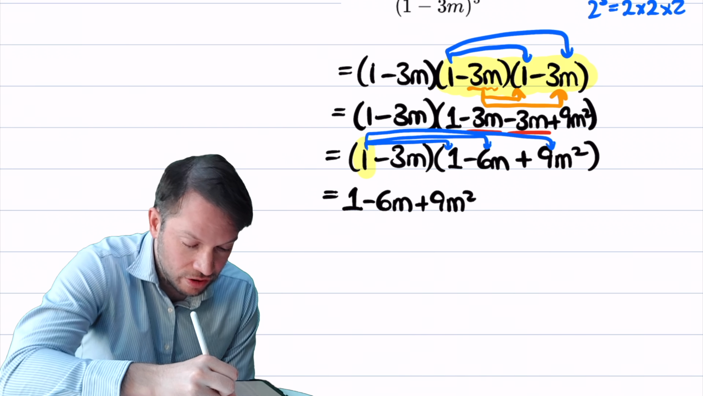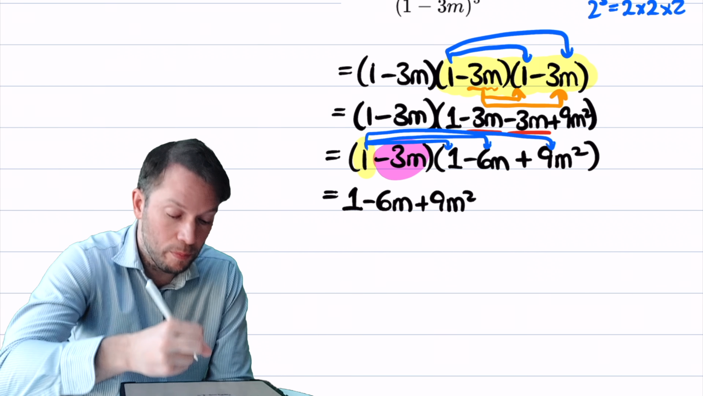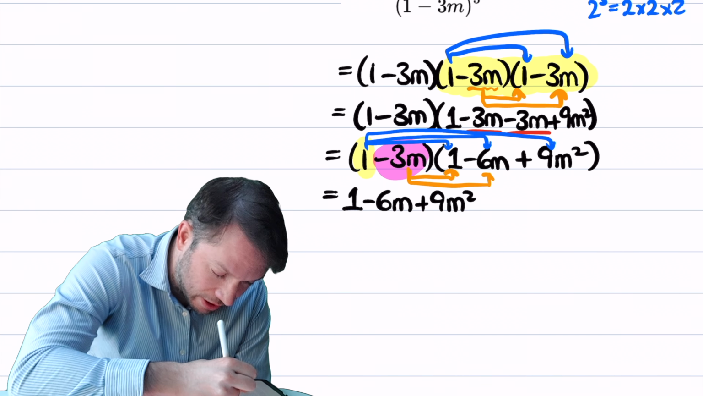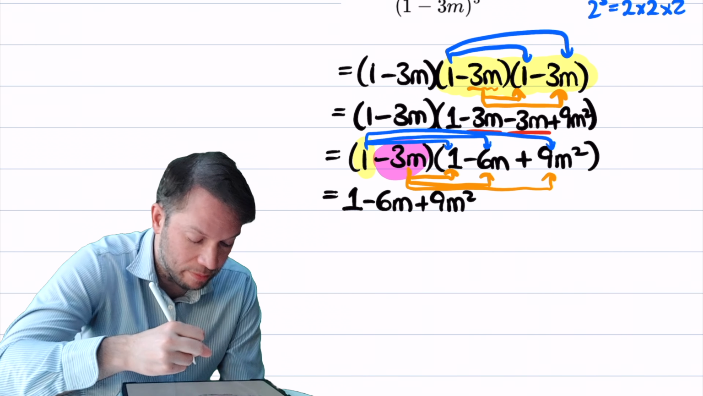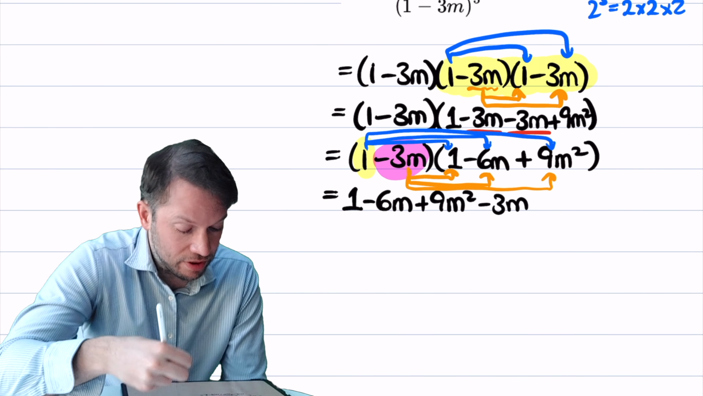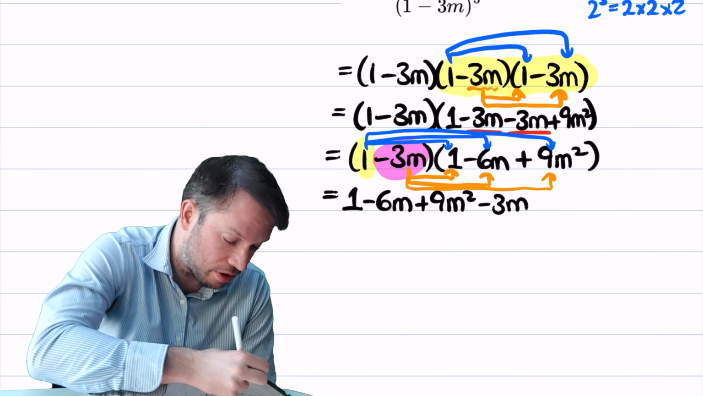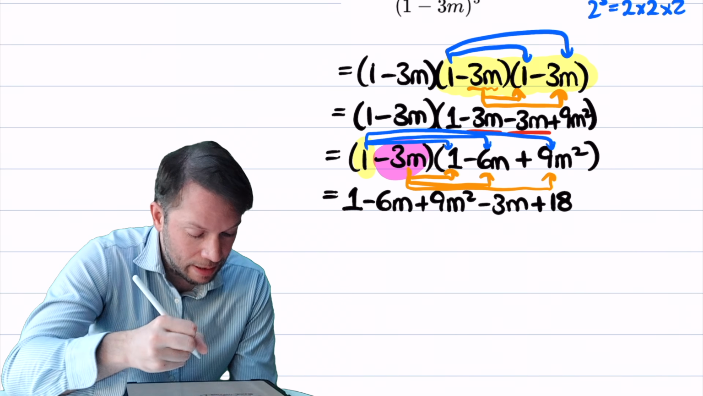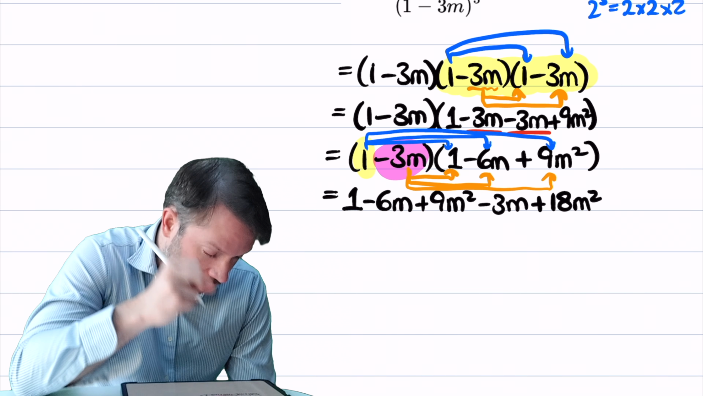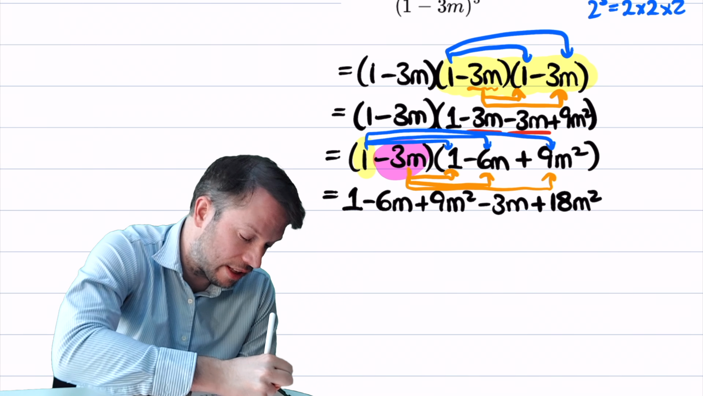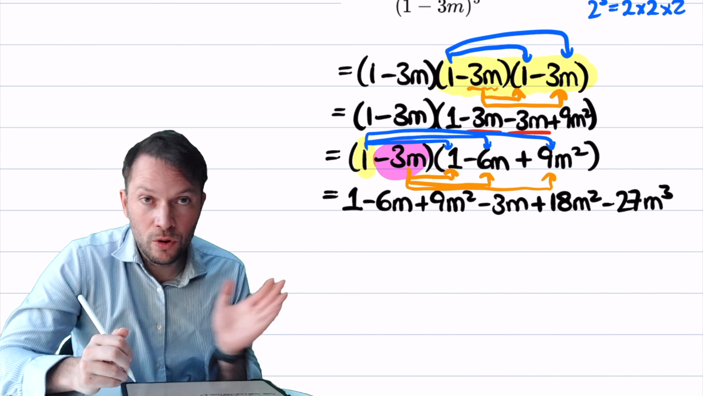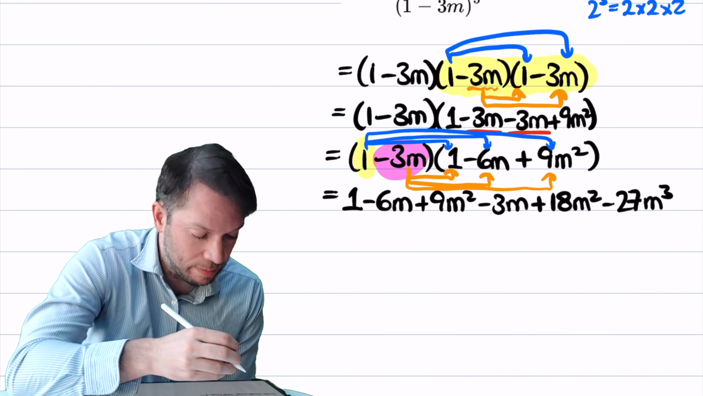And now we're going to do this second term in the first bracket, multiplied by each term in the second. So we're going to do the minus 3m times the 1, minus 3m times minus 6m, and minus 3m times 9m squared. So minus 3m times 1 is just minus 3m. Minus 3m times minus 6m, well, negative times negative is positive, so it's positive 18. m times m is m squared. And then finally, negative 3m times 9m squared, well, minus 3 times 9 is negative 27, and m times m squared is m cubed.